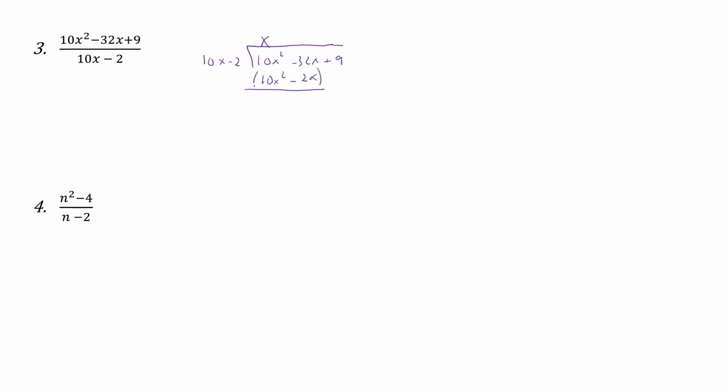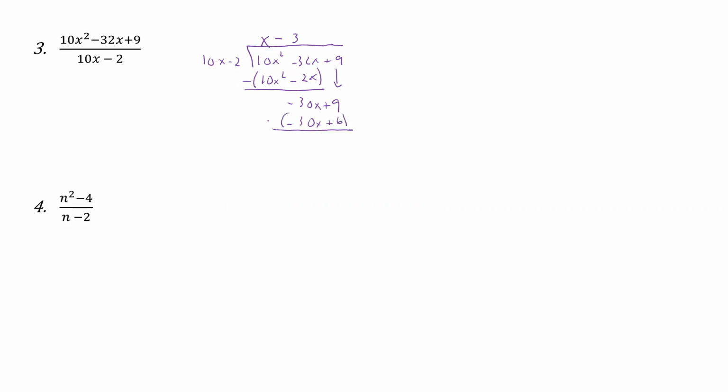Again, we're going to subtract off the whole thing. So the first part cancels, then we have a minus 32 plus 2, so it's going to be a minus 30x. Now we're going to bring down plus 9. Well, 10x times what gives us a minus 30x? Well, times a minus 3. And that's going to give us minus 30x. And then minus 3 times minus 2 is going to be plus 6.